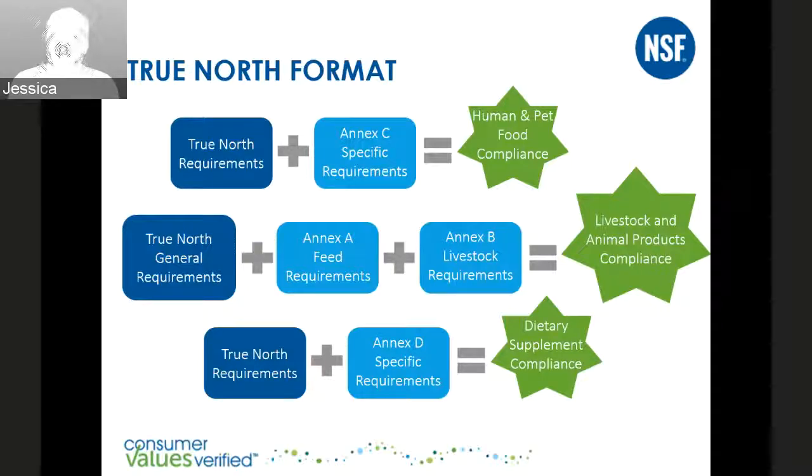For y'all, for Bimbo, y'all would be under Annex C, consumer packaged goods for human and pet foods. Examples of our other annexes are dietary supplements and livestock feed, and Annex B, which would be livestock and animal products, which you'll want to keep tabs on because that one may or may not be applicable to you all. In January of 2018, True North launched Annex H, which is our cosmetic, personal care, and household cleaning. And then we also launched Annex I, which is fiber and textiles.